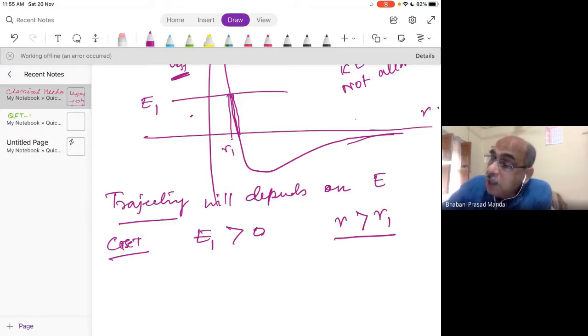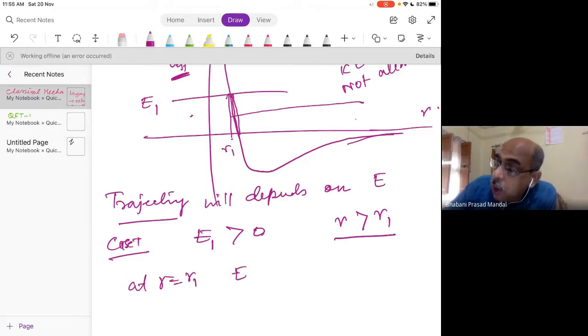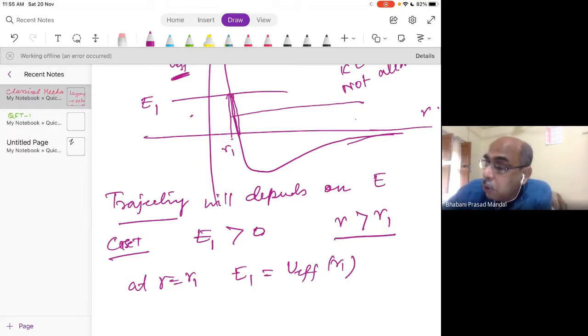Now what happens? The particle comes here and gets closer to R1. So what will happen at the point R1? At R equal to R1, your E1 will equal U effective, right? So your kinetic energy is 0. That means the particle will take a turn here. The particle comes from this side, takes a turn, and goes back. Go back to where?